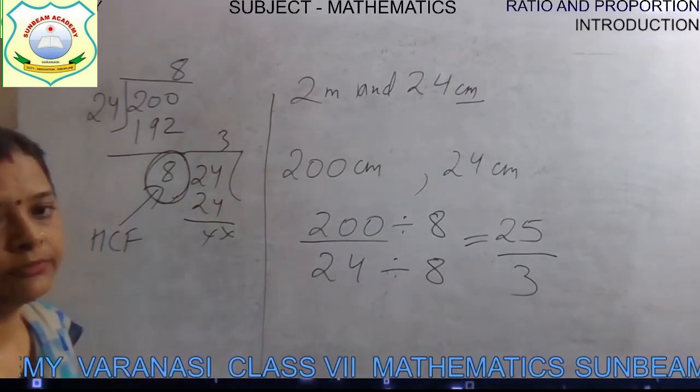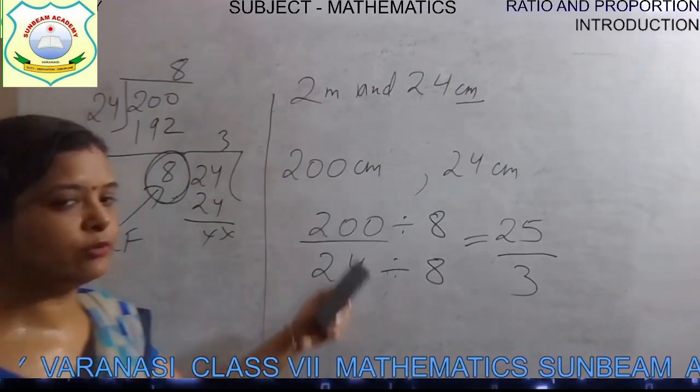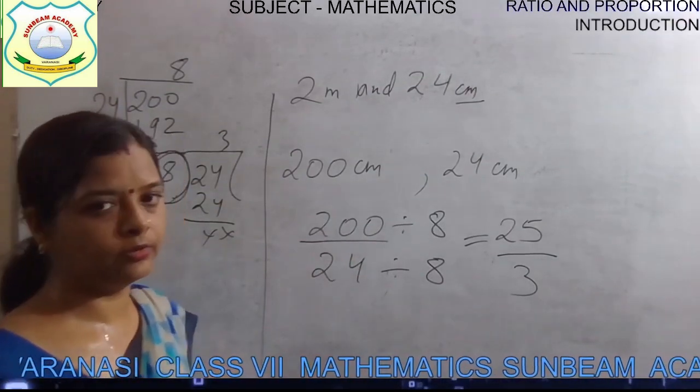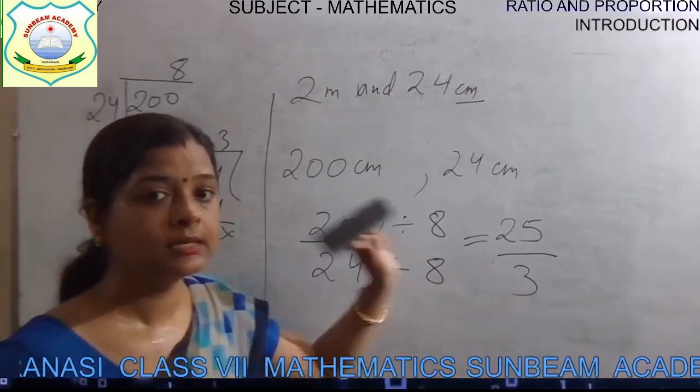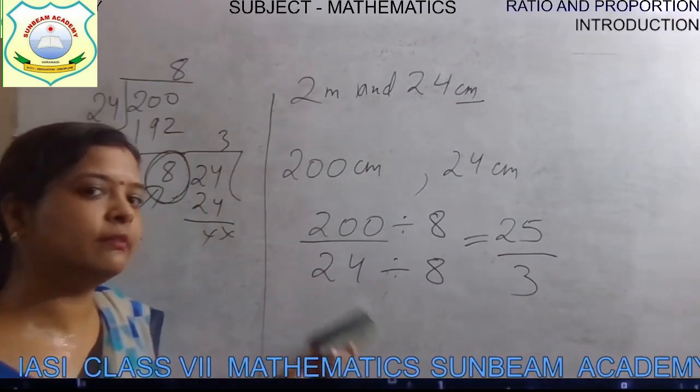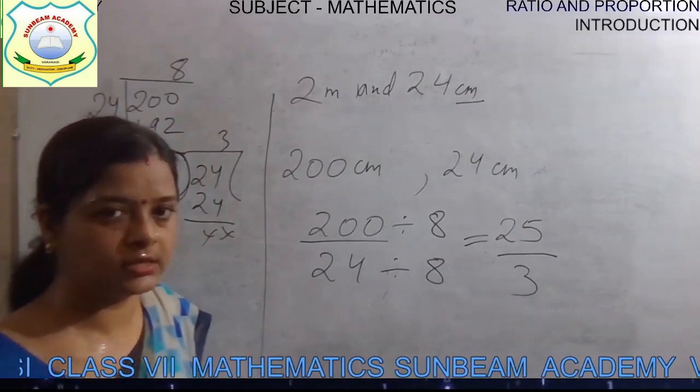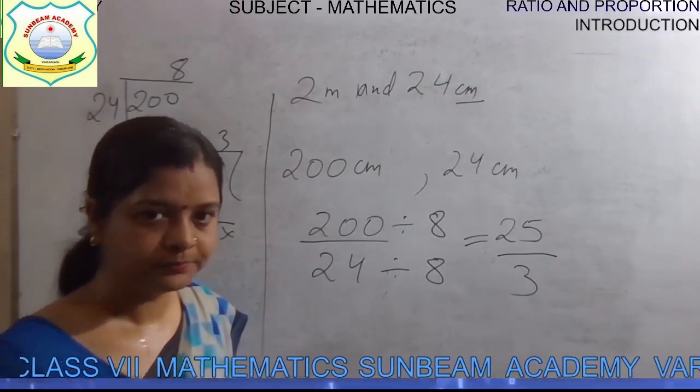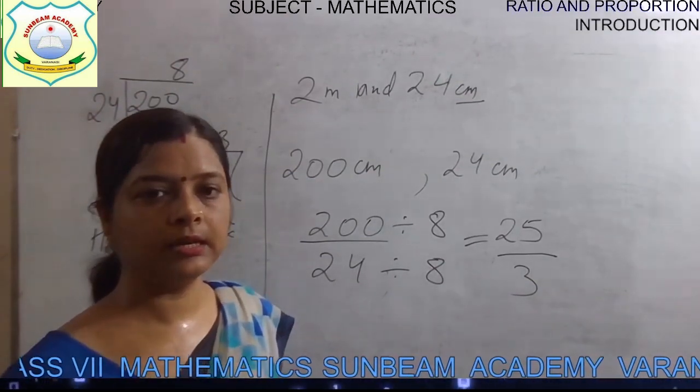The HCF of 200 and 24 is 8. That's why we have to divide by 8 in the numerator and in the denominator. Directly we will get the simplest answer. Then we will not divide further and further to waste our time. Clear? Okay. Now let's see another question.